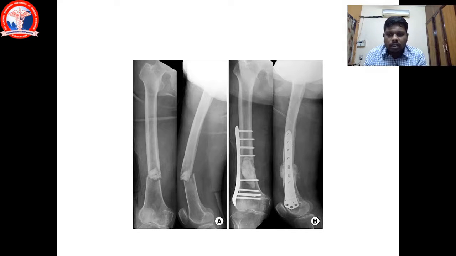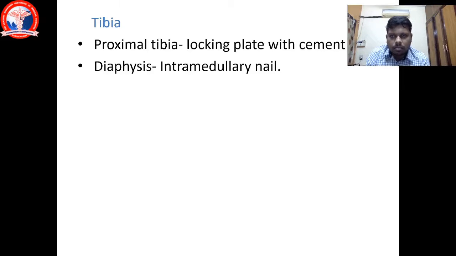So this is the X-ray. There is a pathological lytic lesion involving the proximal and distal femur, and it has been curetted and cement augmentation done, followed by lateral column plating. In the tibia, for the proximal tibia you use a locking plate with cement, and if it involves the diaphysis, you go for an intramedullary nail.